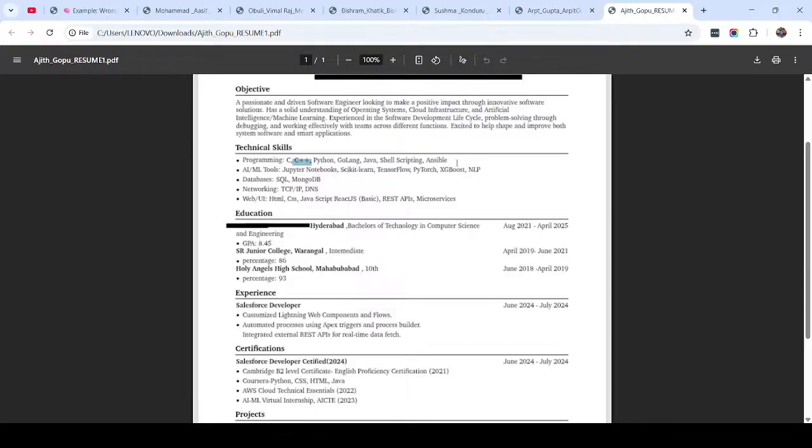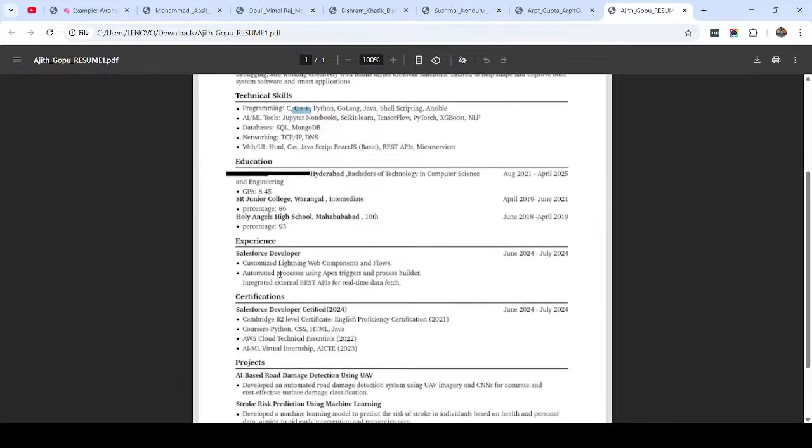AIML tool. Okay, database is there, networking. So, are you a networking guy? TCP, IP, and DNS. Currently looking for, okay, experience says it's a Salesforce developer. Then there is no need of mentioning networking. If you are looking into networking, then only mention networking. And if you mention networking, then please include whatever network work you have done.